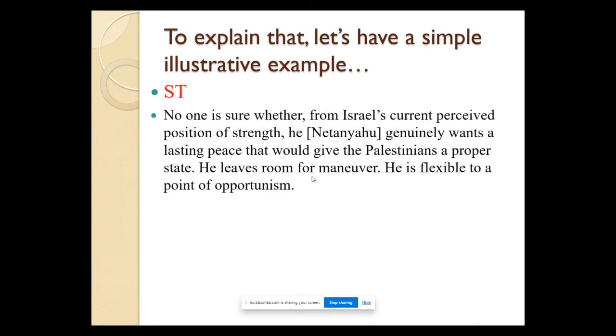This is the source text. I want you to have a look at it, please. No one is sure whether, from Israel's current perceived position of strength, of course, we added Netanyahu because it is not in the original text, but we added it just for purposes of illustration, genuinely wants lasting peace that would give the Palestinians a proper state. He leaves room for maneuver. He is flexible to a point of opportunism.